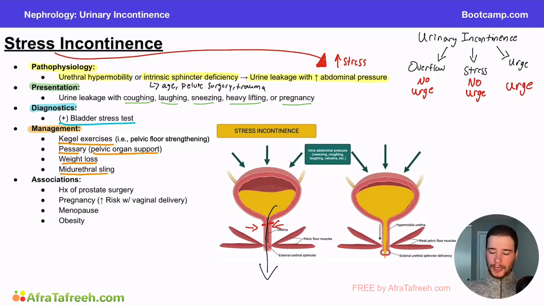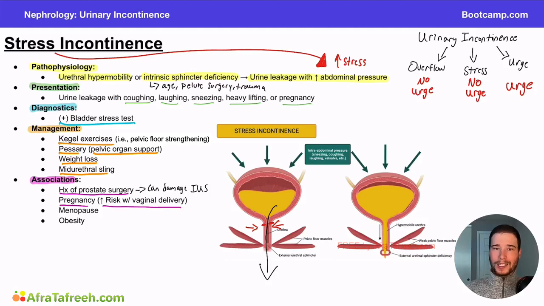And finally, some key associations for these patients include a history of prostate surgery or other pelvic surgeries, and the reason is that this can actually damage the internal urethral sphincter. We talked about how pregnancy, including an increased risk with vaginal deliveries, can cause this as well, and the reason is that undergoing childbirth can damage or weaken the surrounding structures in the urethra. This can lead to actual damage to the internal urethral sphincter or just generalized pelvic floor weakening, and these are two things that are going to increase a patient's risk of having stress incontinence.